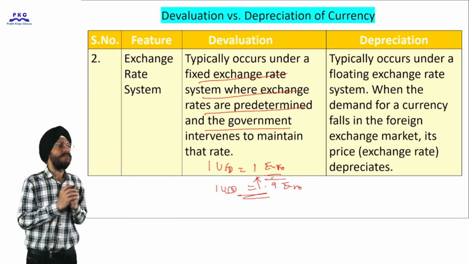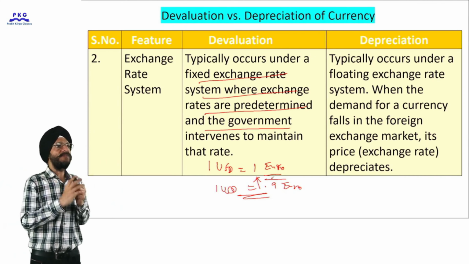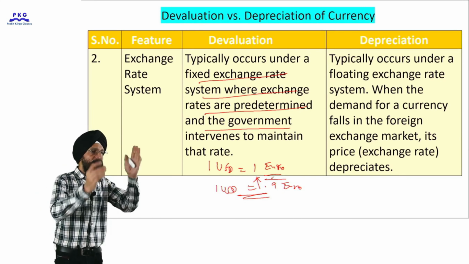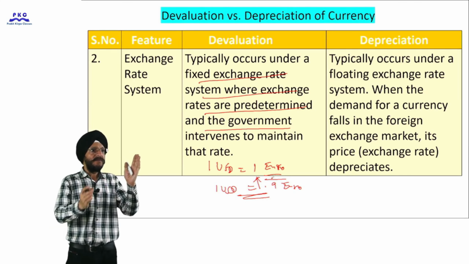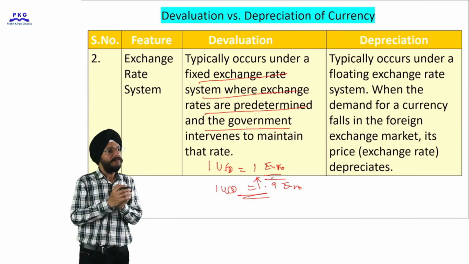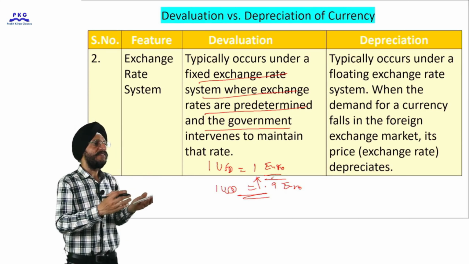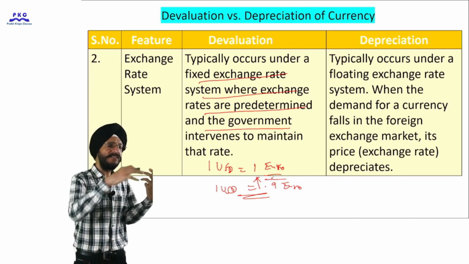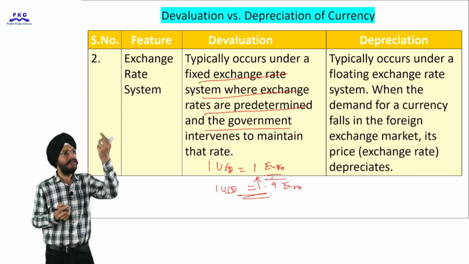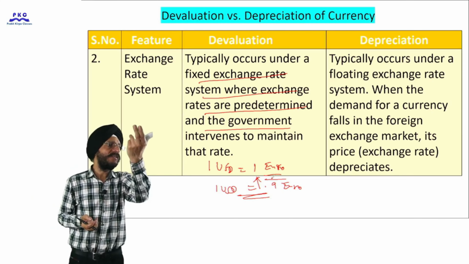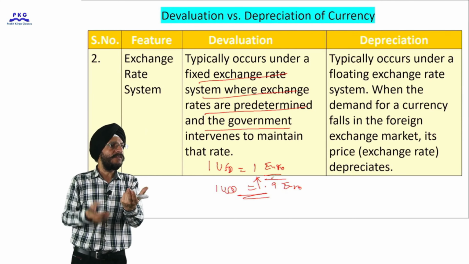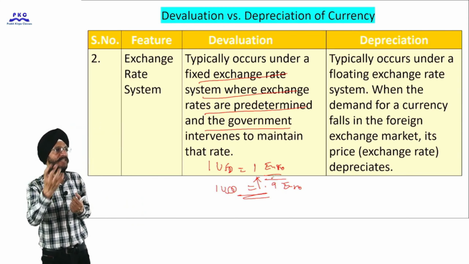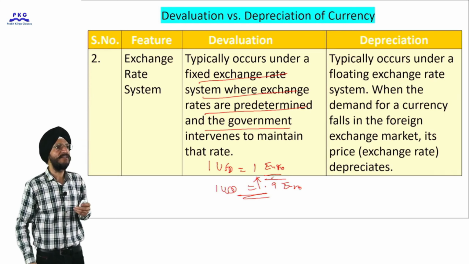Then depreciation. Depreciation of the currency occurs under a floating exchange rate system. When the demand for the currency falls, when the demand for anything in the market decreases, what happens? The price of that good decreases. In the same way, in the foreign exchange market, when the demand for a currency decreases, the price of that currency also decreases. So this is depreciation, and it occurs under a floating exchange rate system.